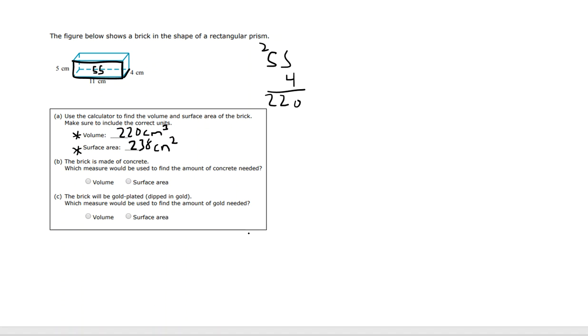It says the brick is made of concrete. Which measure would be used to find the amount of concrete needed? Well, that would be the amount of the stuff inside, right? Because the brick's made of concrete. So in that case, we would pick volume. And then the brick area will be gold plated.